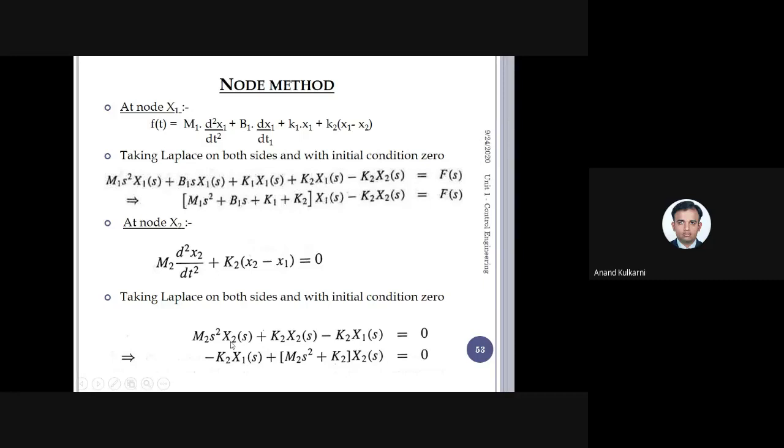So this equation corresponds to node x1. Similarly, at node x2, if I take the Laplace transform, we write m2 into, as I have told, it is an acceleration term, so s square is going to come, X2 of s, plus k2 into, it is a displacement term so the s term is not going to come, X2 of s minus X1 of s, that is equal to 0. Now again I rearrange this in terms of x1 and x2, so I get minus k2 into X1 of s plus this term into X2 of s. Now this is one equation which corresponds to node 1, and this is the second equation which corresponds to node 2.